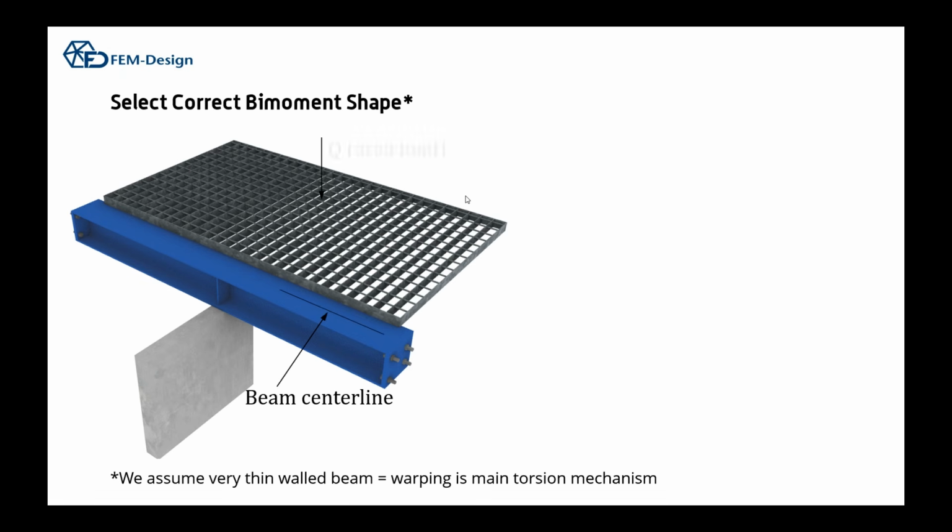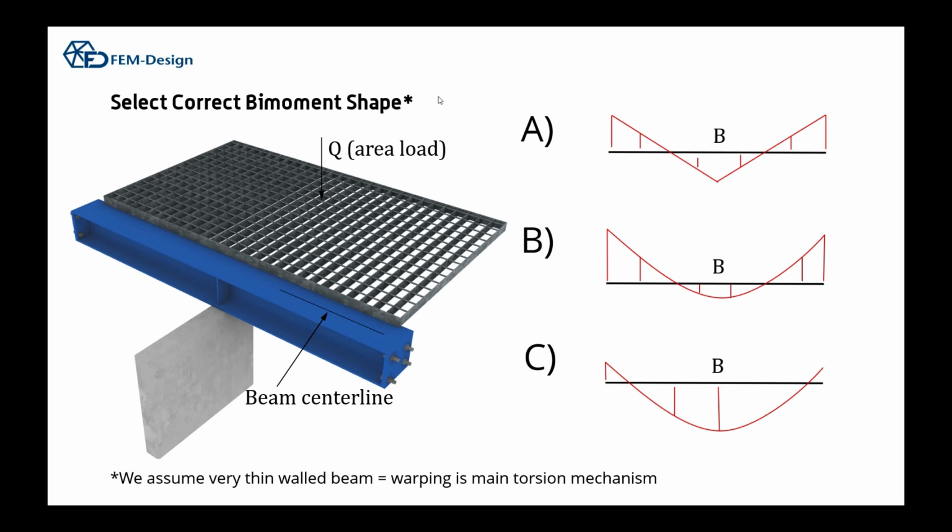And if we do another example here, we have a surface area load, and it's not located in the center line of the beam. And in this example, we will assume that it's free to rotate over this concrete wall. So what is your best guess? What is the bi-moment shape for this system?